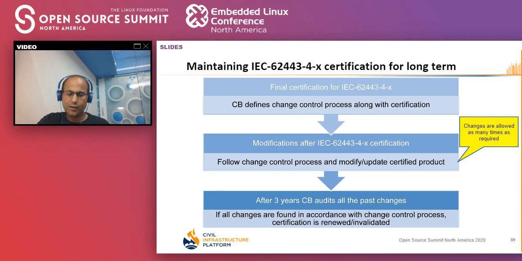And according to the process defined by IEC, after 3 years, the certification body audits all the past changes, and if all the changes are found in accordance with the change control process, certification is renewed, or invalidated if it is found not meeting the change control process. So this way, the certification can be maintained for long term.